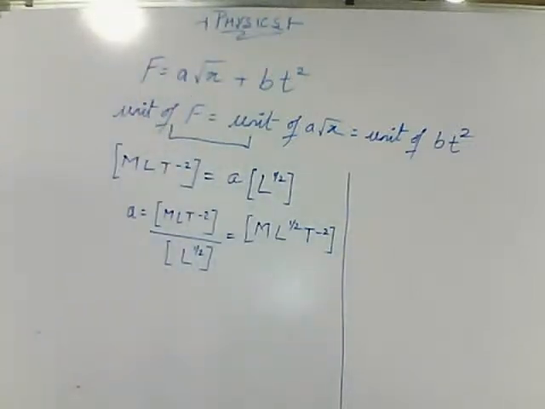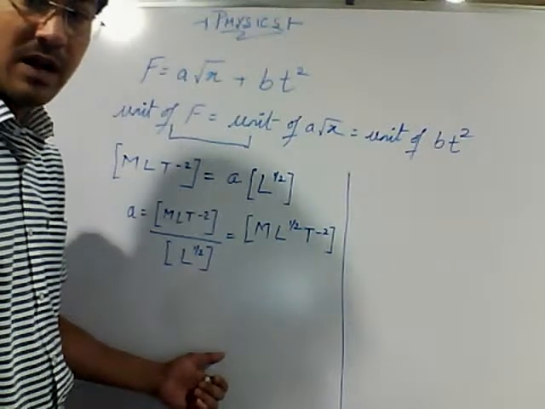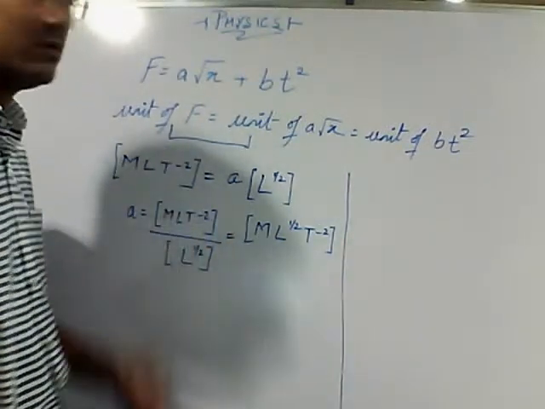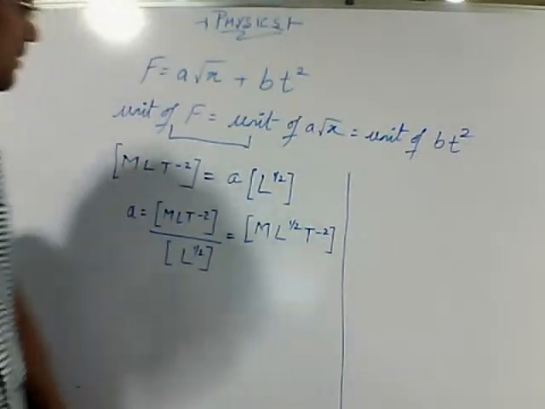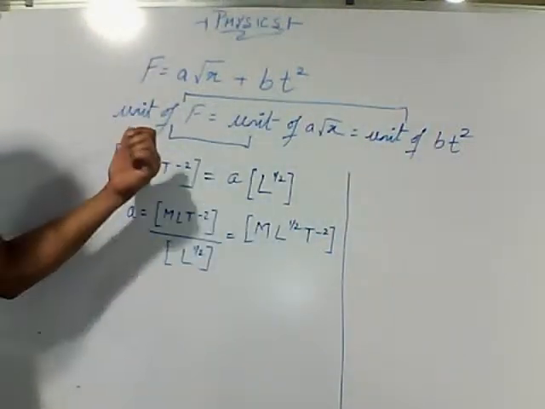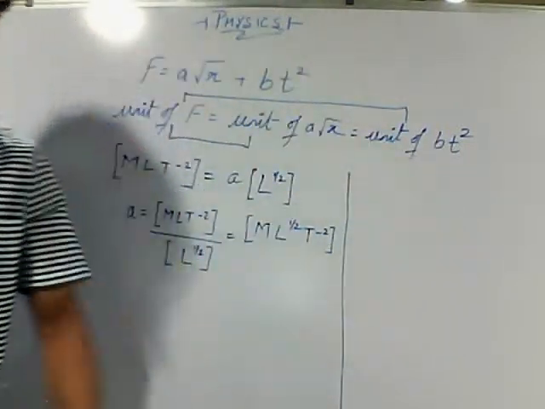This is the dimension of A. Fine. We need to find the dimensions of A by B. So let us find out the dimensions of B now. I equate these two: the dimension of F equals the dimension of B T square.